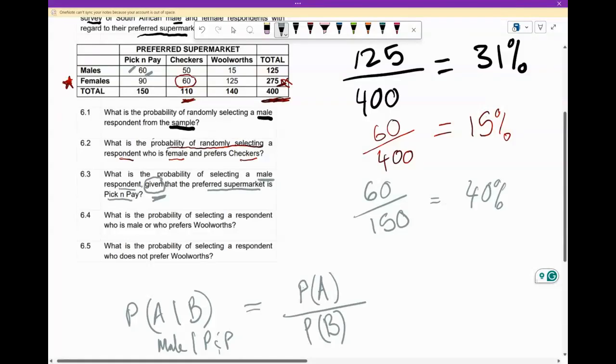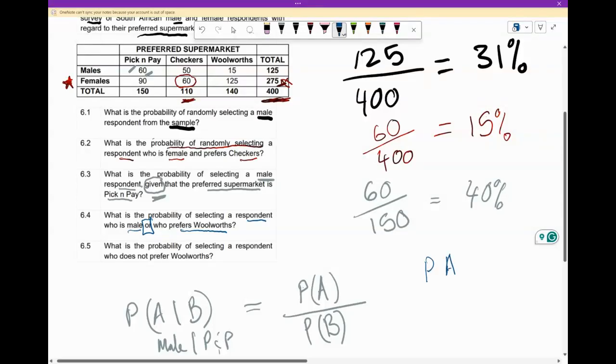Right. Cool. So then we go on to the fourth one. They say, what is the probability of selecting a respondent who is male or who prefers Woolworths? So is that going to be two different things? Two answers. Basically two answers.